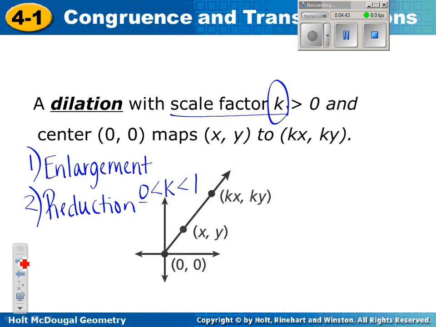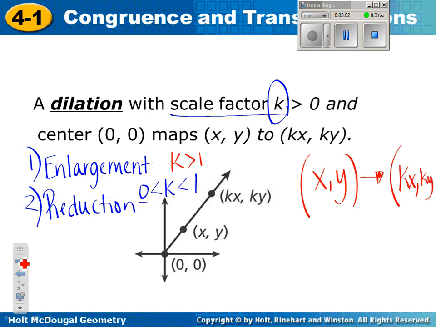If it's an enlargement, K will be greater than 1. 2, 3, 4, 1 and a half. It's going to get bigger. Okay? The rule that you will see will be X, Y will map onto kx, ky. So what are we doing to the x's and the y's?